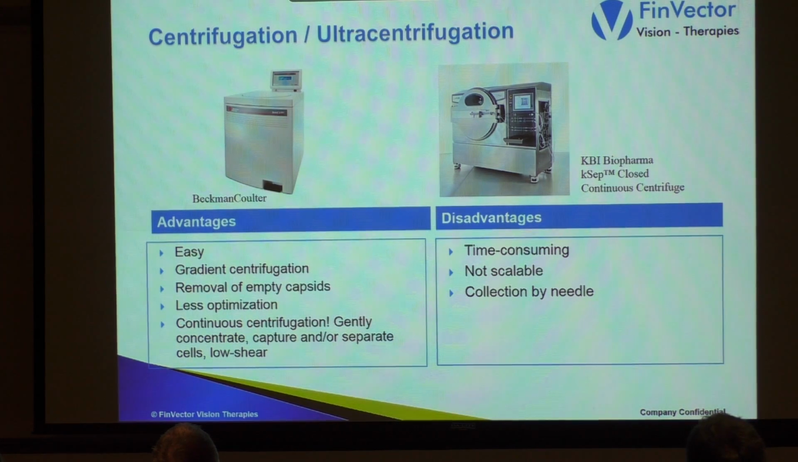Then just some examples of the downstream. Centrifugation is the way we did it 10, 20, 30 years ago. It's easy. You can do gradient centrifugation to purify your product, which is actually pretty good, for example, for AAV, because you should be able to remove the empty capsids from the functional capsids. I could say that when you are doing centrifugation, there are fewer moving parts from the process development perspective.